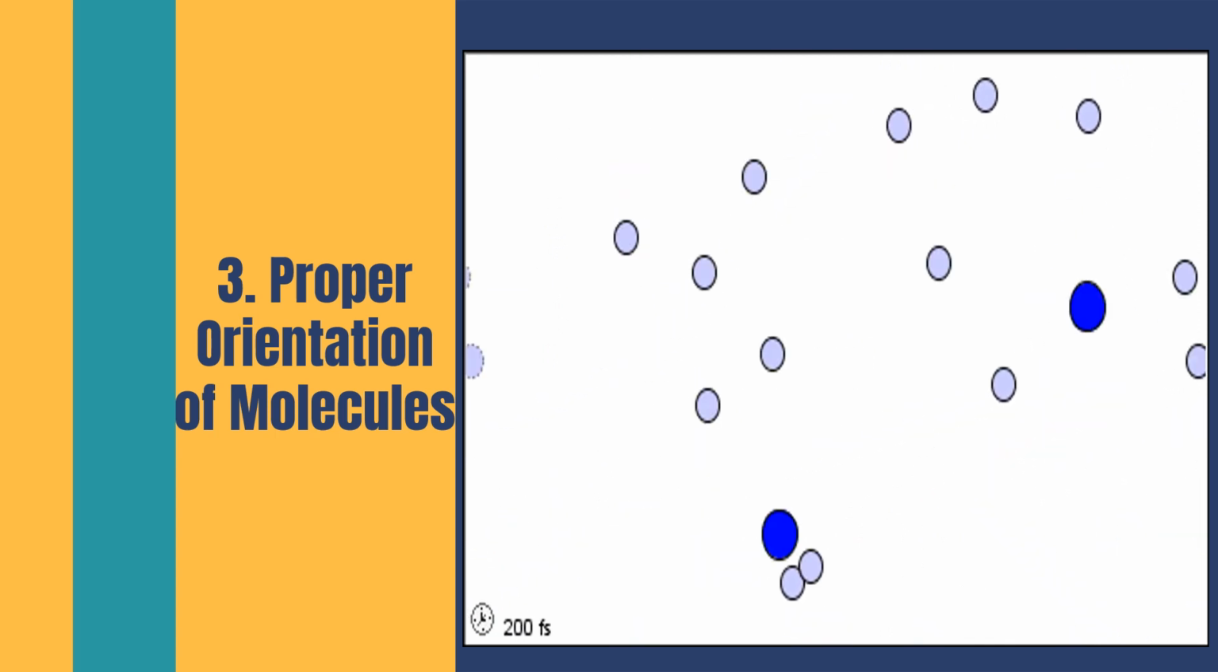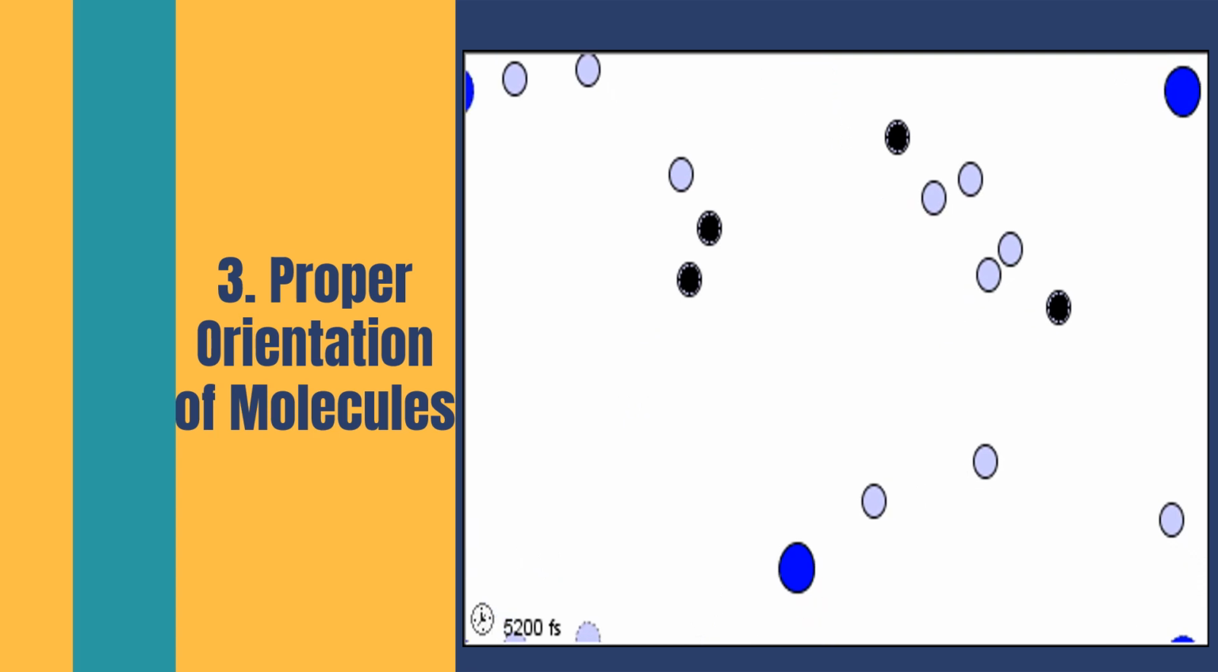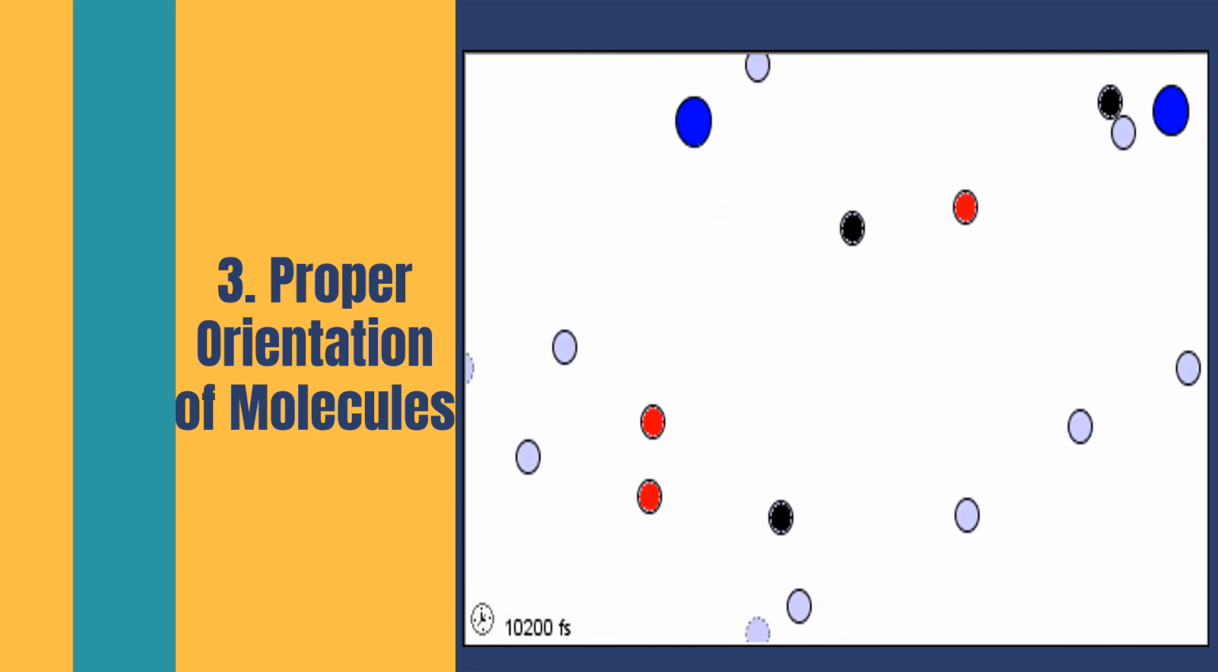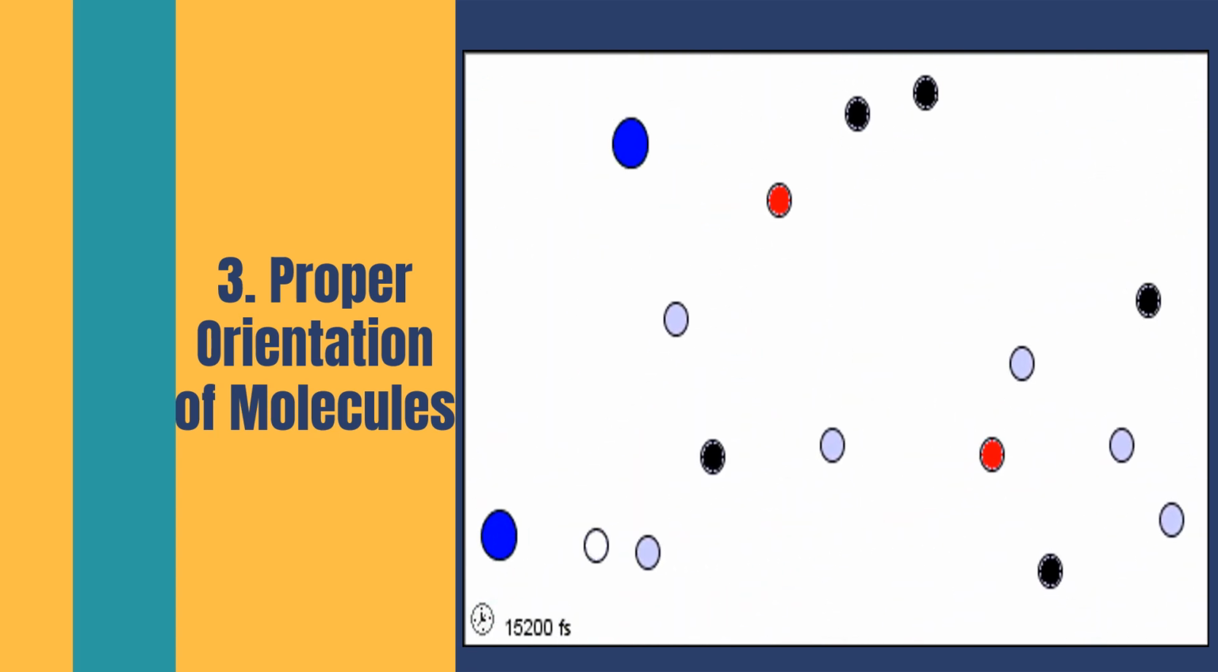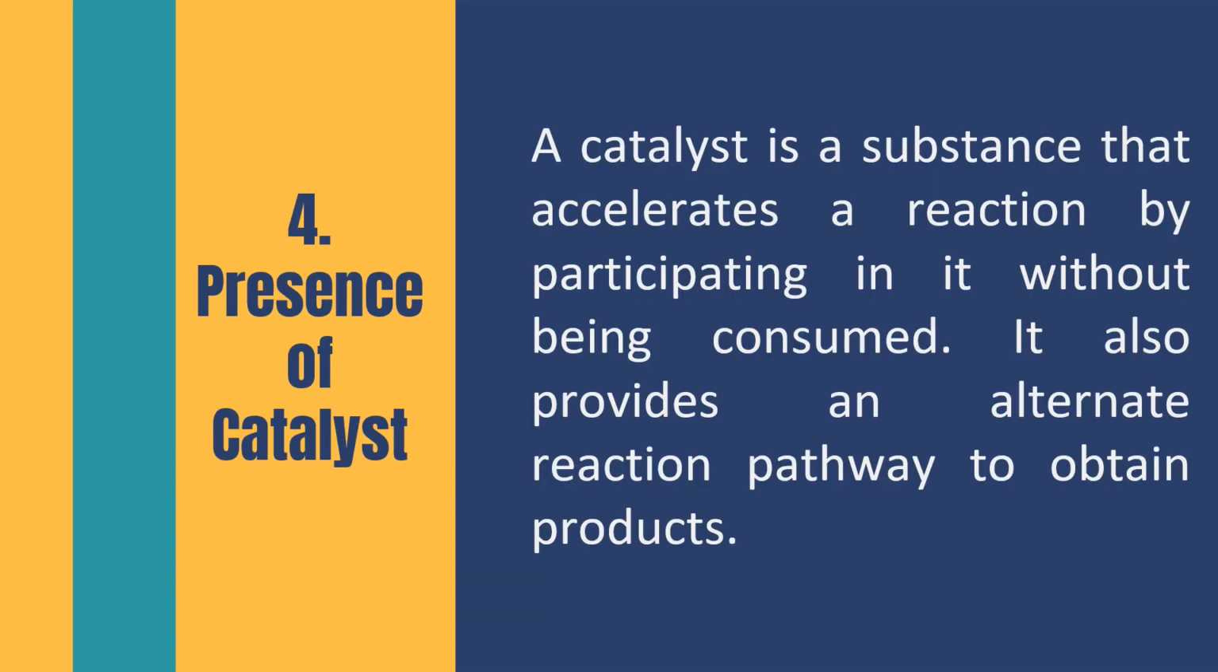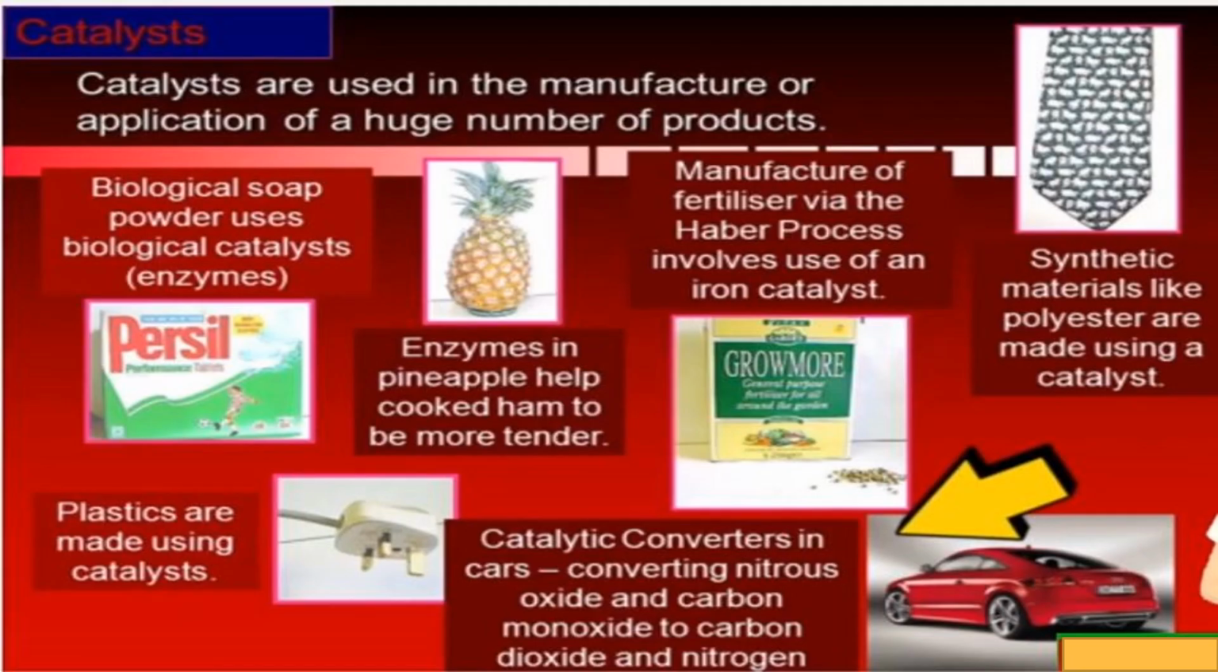For the last factor, we have the presence of a catalyst. How would you describe a catalyst? A catalyst is a substance that accelerates reactions by participating in them without being consumed. It also provides an alternative reaction pathway to obtain products. These are the products that we use in our daily life.